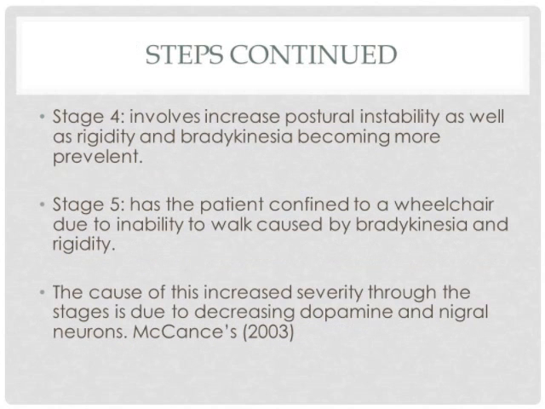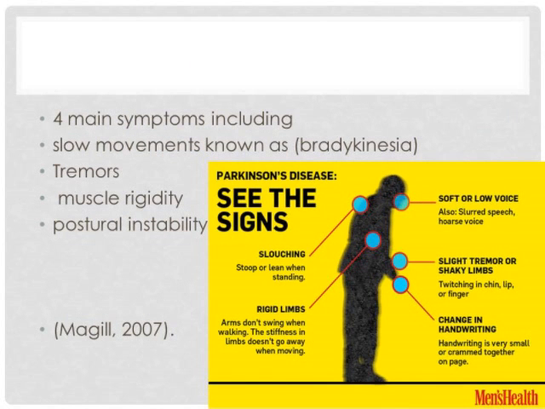From stage 1 through to 5, decreasing dopamine and nigral neurons are the cause of increasing severity of symptoms. The early stage of the disease is characterized by 4 symptoms, including slow movements, tremors, muscle rigidity, and postural instability. In a more advanced stage, thinking and behavioural problems may arise, including dementia. Slow movements are associated with difficulties along the whole course of the movement process, from planning to initiation and final execution of the movement. It also causes problems with performing daily tasks which require fine motor control.